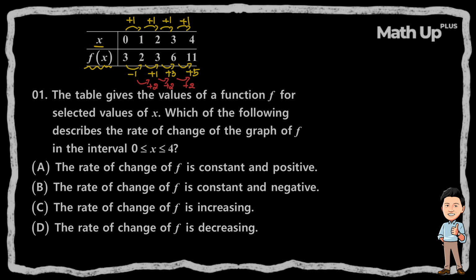So the answer must be C. The rate of change of f is increasing. More specifically, the average rate of change of f is increasing constantly because it's constantly increasing by 2.